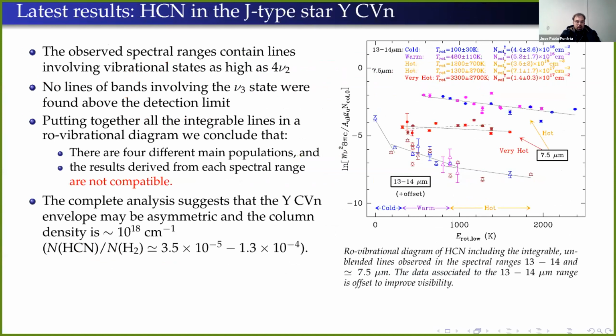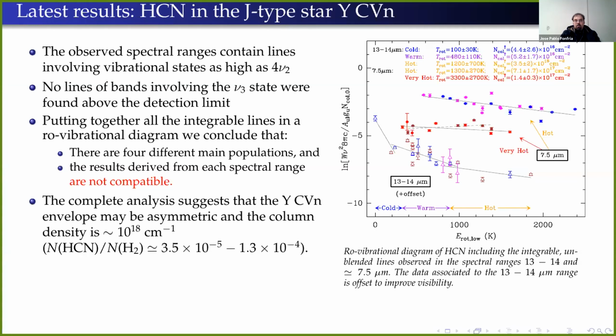In the rotational diagram of HCN, we found that there are 4 different populations with temperatures that range between 100 and 3,500 Kelvin, and the average column density derived from this diagram is only 1 order of magnitude lower than that of IRC+10216, which I remind you has a mass loss rate about 200 times higher than Y CVn.